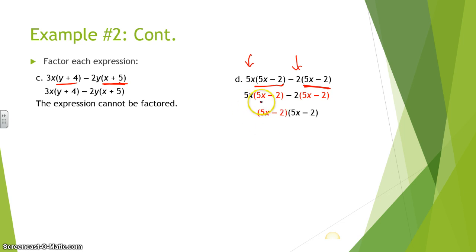So to rewrite my final answer, we bring out my common factor, which is 5x - 2, and then we bring together what's left over, 5x - 2. This will be my final answer. One thing to think about, since they're both 5x - 2, there's two of them, you can write this as (5x - 2) squared, just something to take it a step further.